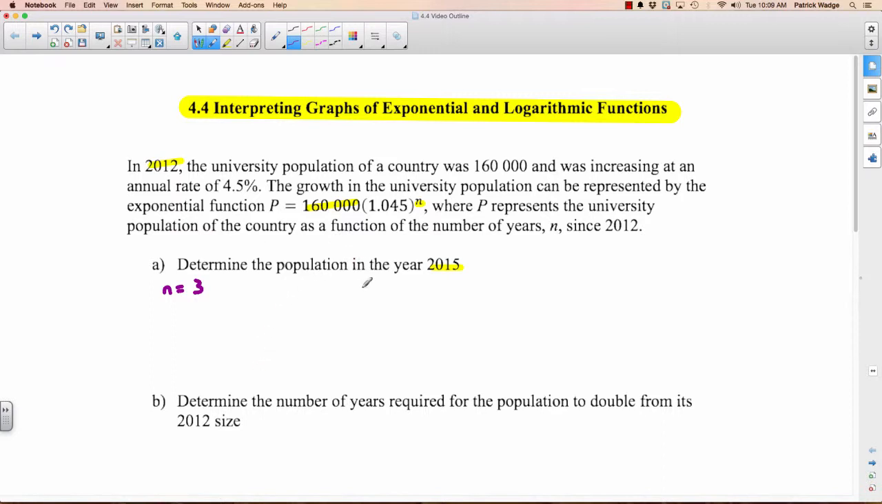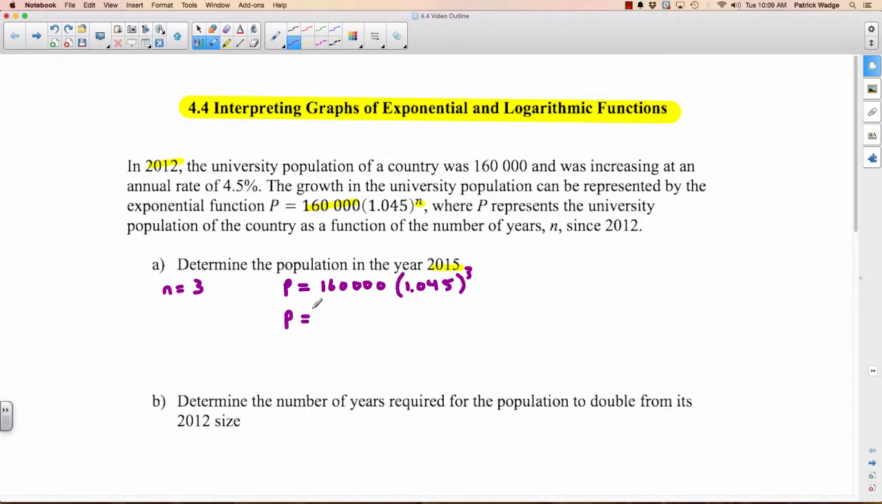So there's two ways you could answer this question. One way, the way that I think makes most sense, especially if this was the only question you had to answer in this question, would be to just plug 3 into the n. So you'd have p equals 160,000 times 1.045 raised to the third power. And you could figure out what that equals, and you would have the population.